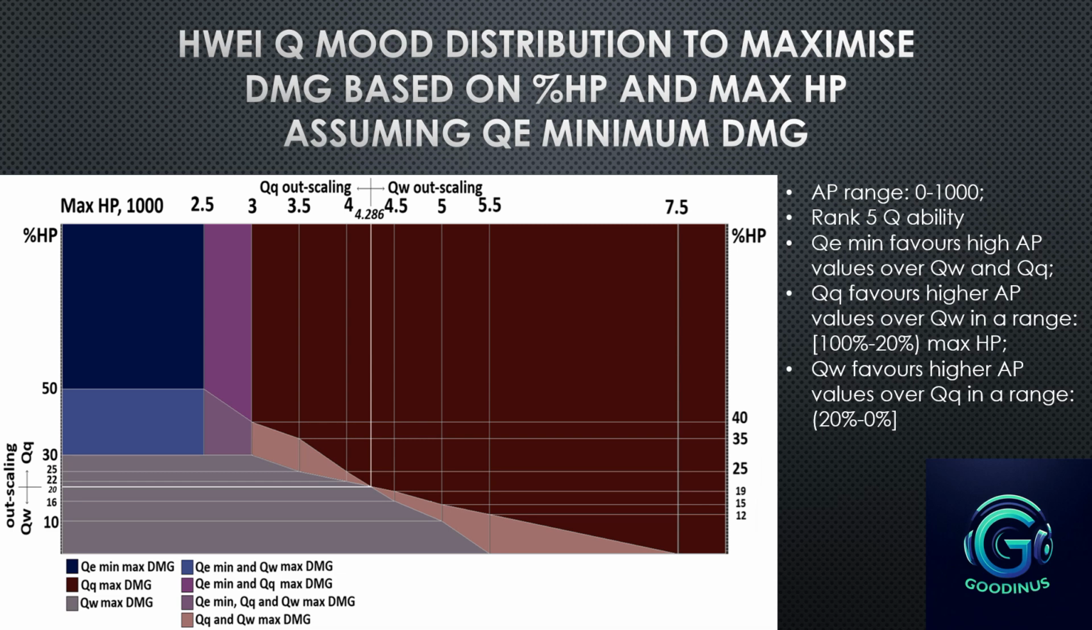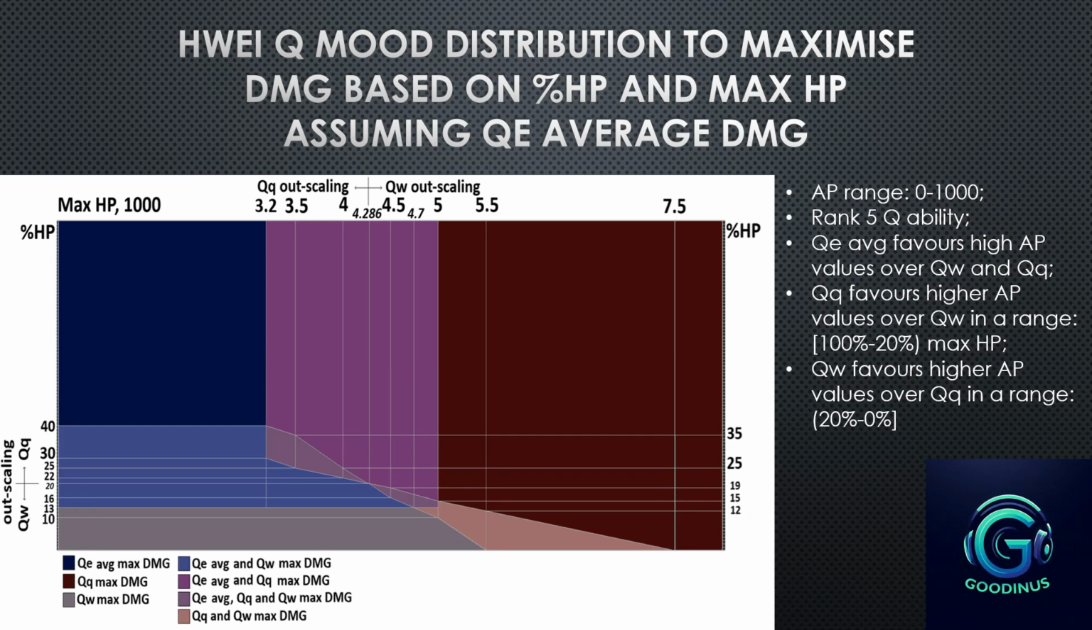For the multi-ability regions, QE minimum will favor high AP values over QW and QQ. QQ will favor higher AP values over QW in the range of 100% to 20%, and vice versa, QW will favor higher AP values in the 20% to 0% range. What this means, for example, is that if we look at the region under the QE, we have a light region from 50 to 30% HP. If we go to 40% HP, we can assume that if you have like 700 AP, you should choose QE because it will deal more damage, since it favors high AP. However, if you have like 250 or 300, you should already choose QW.